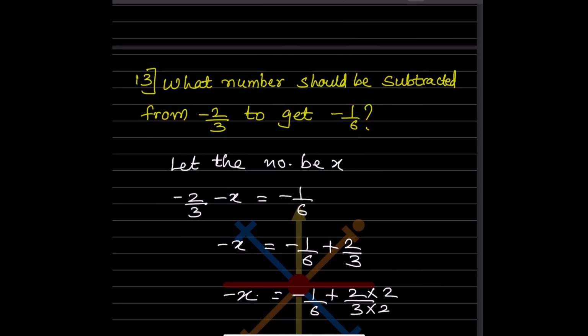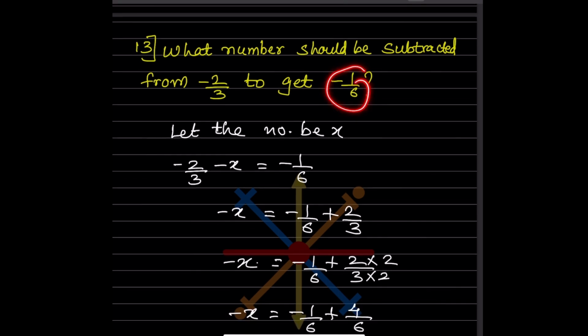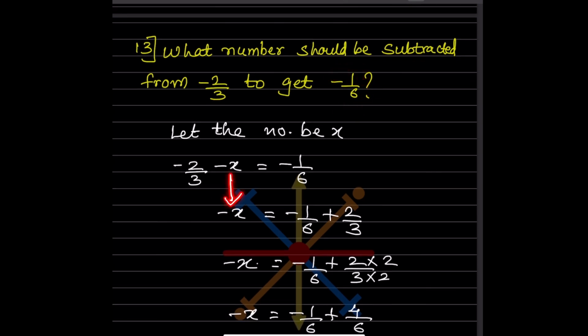What number should be subtracted? Here they said subtracted from minus 2 by 3 to get minus 1 by 6. So the number is x. Because this is from, this should be at the start. And what should be subtracted, we have considered the number, so minus x. Hope this is clear. So subtraction means minus x, and to get minus 1 by 6. Now let us not hurry up and make it positive at this one. At the initial state, let us write minus x as it is. You can take it on this side also and do it, but I'll show you both ways.